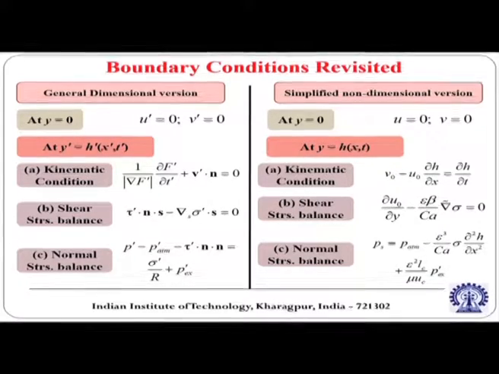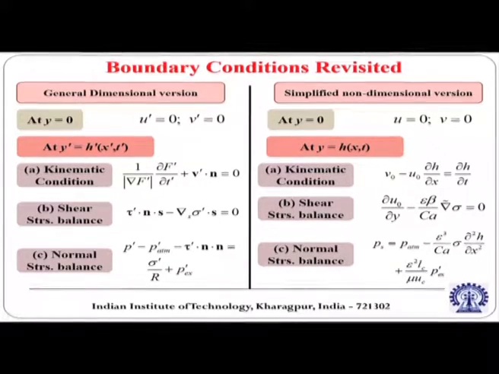So the kinematic boundary condition at the interface, this is the dimensional form, this is the dimensionless form. The shear stress balance, this is the dimensional form and this is the dimensionless form expressed in terms of capillary number. Normal stress balance, again dimensional form and dimensionless form.